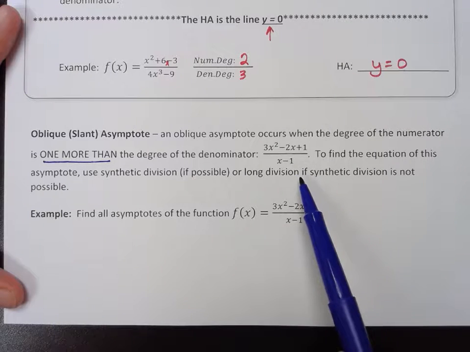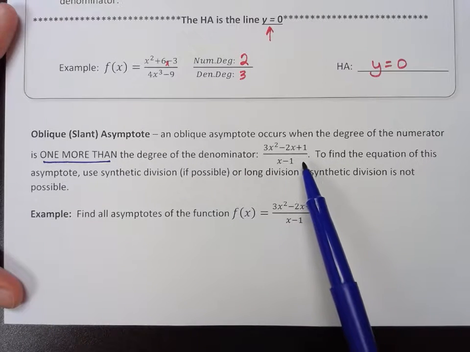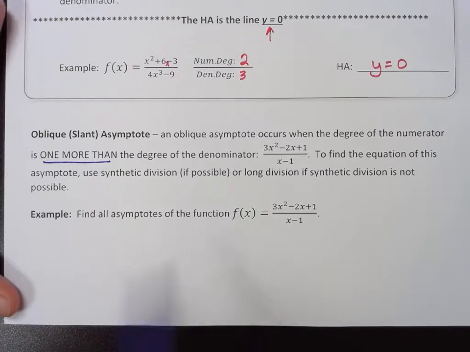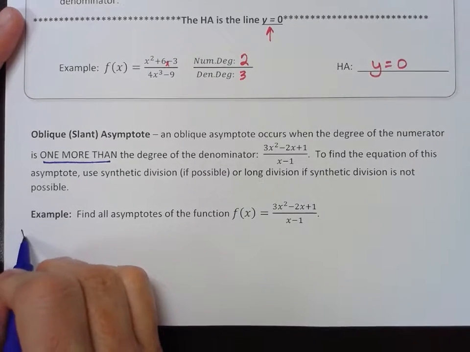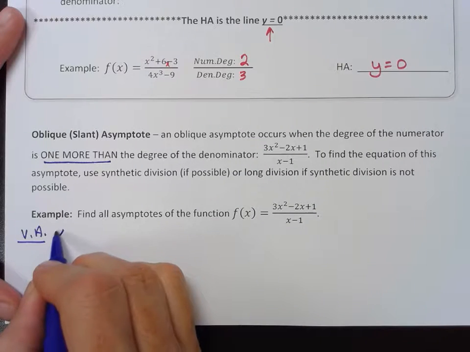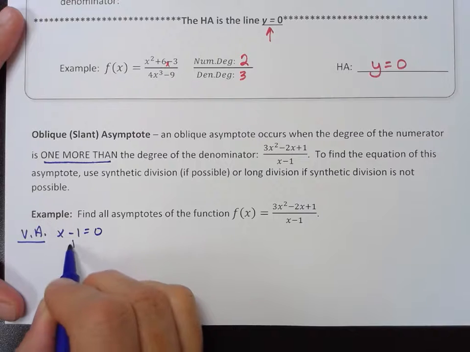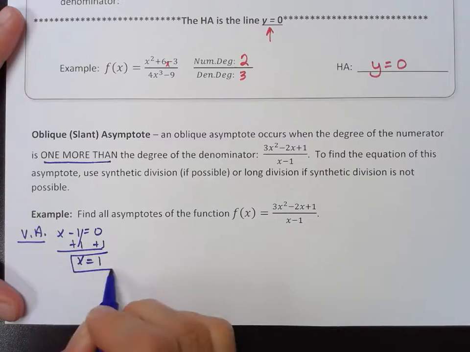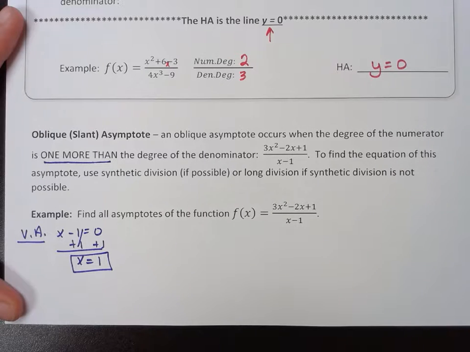And you find that asymptote by doing long division. So let's have a look at this example. It says to find all the asymptotes. Well, the vertical asymptote is where the denominator is 0. So x minus 1 equals 0. Add 1. x equals 1 is your vertical asymptote.